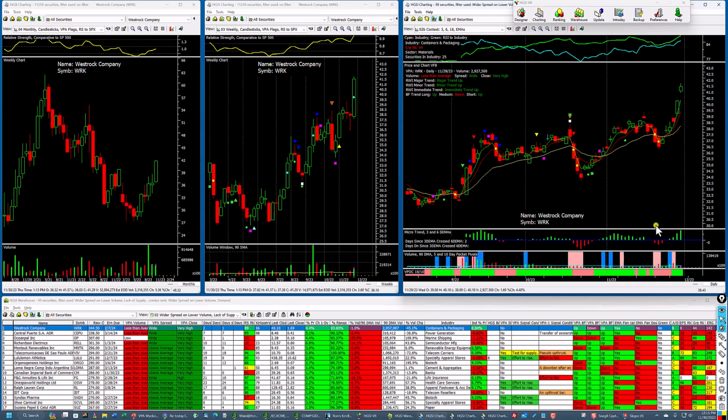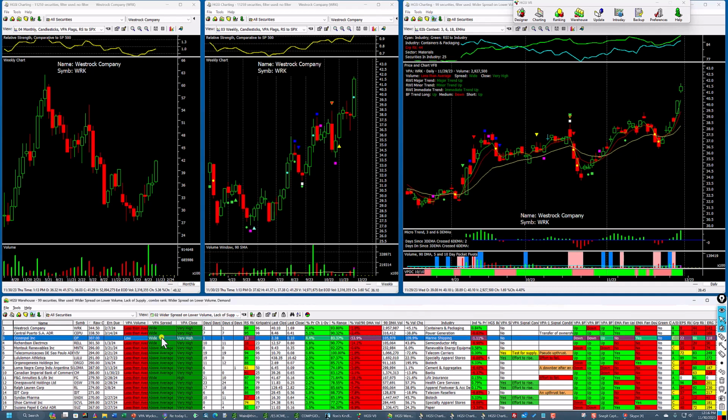So if we were looking at this and saying, well, there's not enough volume, this stock is not going to go up. Well, that's just not true, because if there is more demand than supply, even if the volume is less than average or low, stocks can go up. So this is my number 2 demand scan. Let's just look at one more.